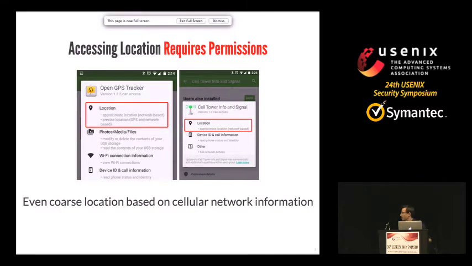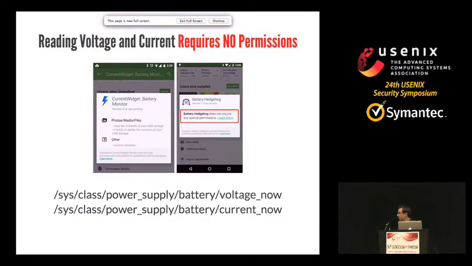For example, if you look at an application that requires access to the GPS, a conscious user would obviously notice that upon installation of the application and understand that it can reveal his location, so it possesses a privacy risk. Even coarse location indicators such as signal strength and cellular network information. And there is another sensor that's completely unprotected.